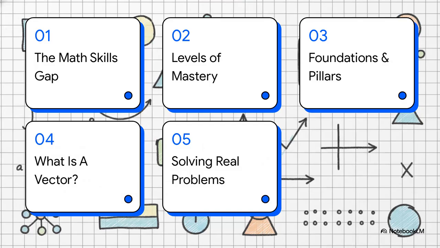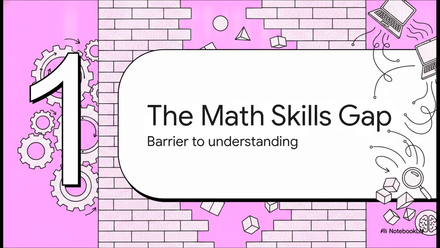So here's our structural roadmap for the explainer. We'll kick things off with the math skills gap, transition into the 3 levels of mastery, build up the foundations and 4 pillars of machine learning, completely redefine what is a vector, and then wrap up by solving some actual real-world business problems. All right, let's jump right into section 1, the math skills gap.